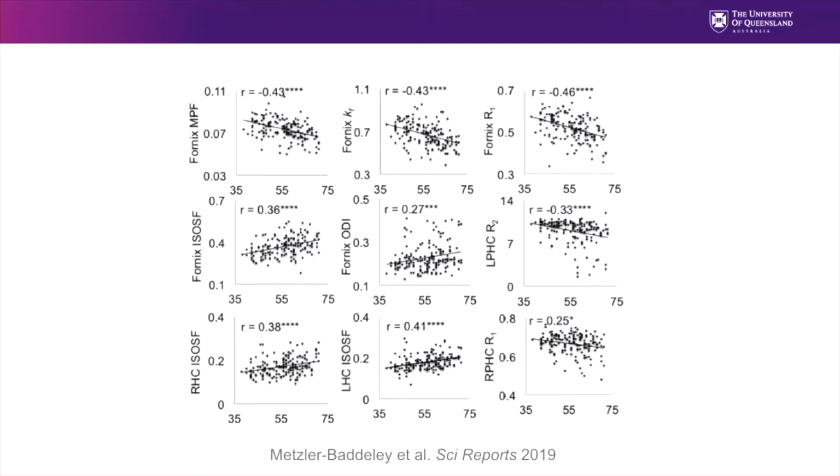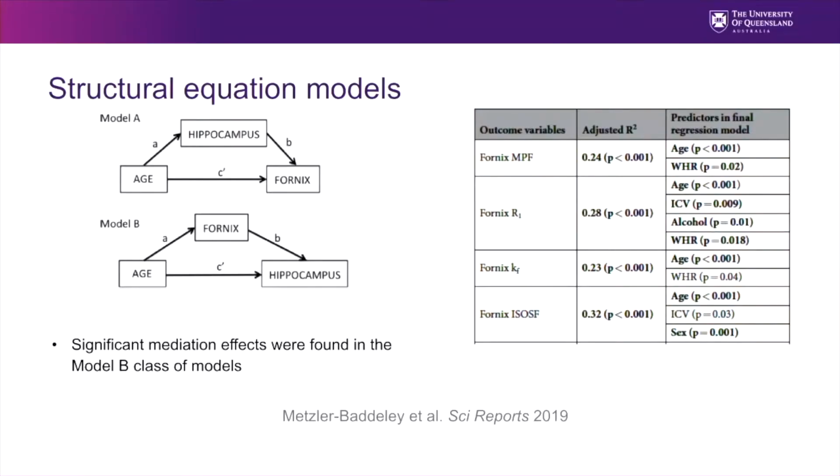So the first thing to say from Claudia's study is, again, they reproduced a number of relationships between age and microstructure of the hippocampus across a broad range of measures derived from diffusion imaging. And then they went on to try and model the relationships between microstructure of the fornix and changes in grey matter structure in the same circuit. They tried this by using two types of regression model: a regression model where you look at the hippocampus as a mediator of the relationship between age and fornix, and a converse model where you look at the fornix as the mediator of a relationship between age and hippocampus.